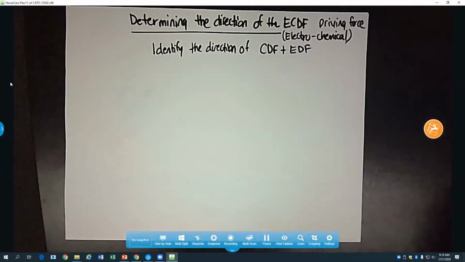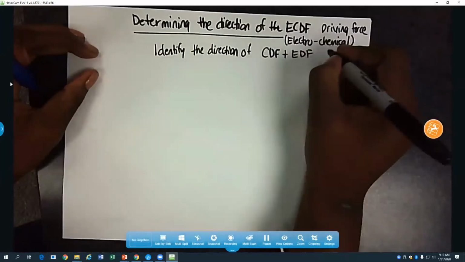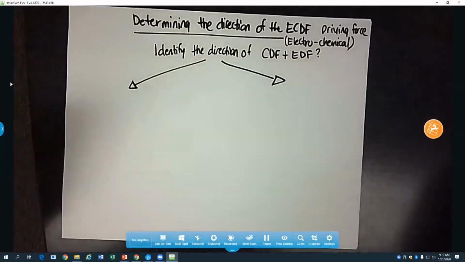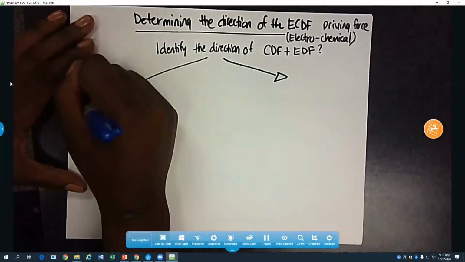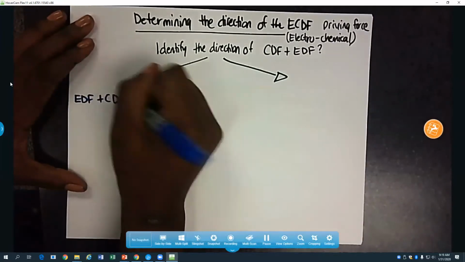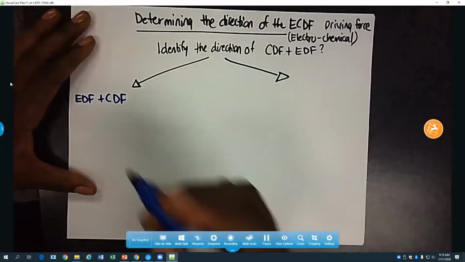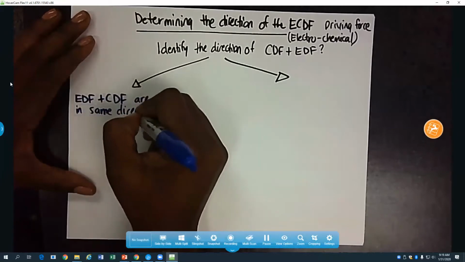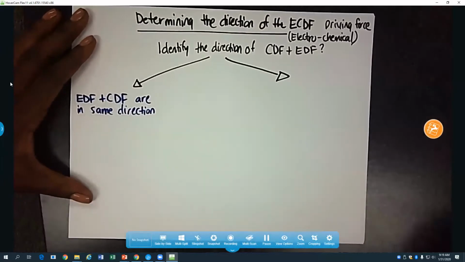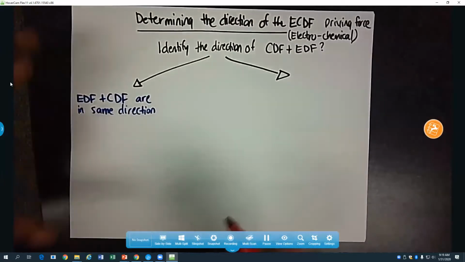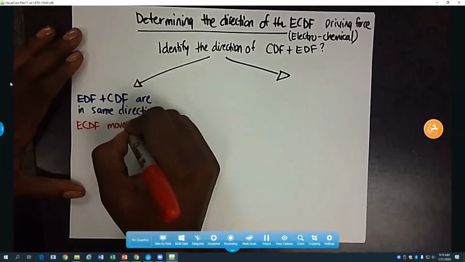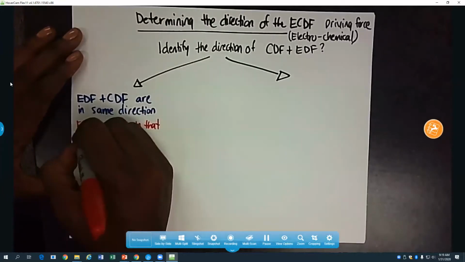And we can have several different scenarios here. So let's look at what those are. So we can have the EDF and the CDF, so the electrical driving force and the chemical driving force, acting in the same direction. And that we said was really straightforward, right? That would result in an ECDF that moves in that direction.